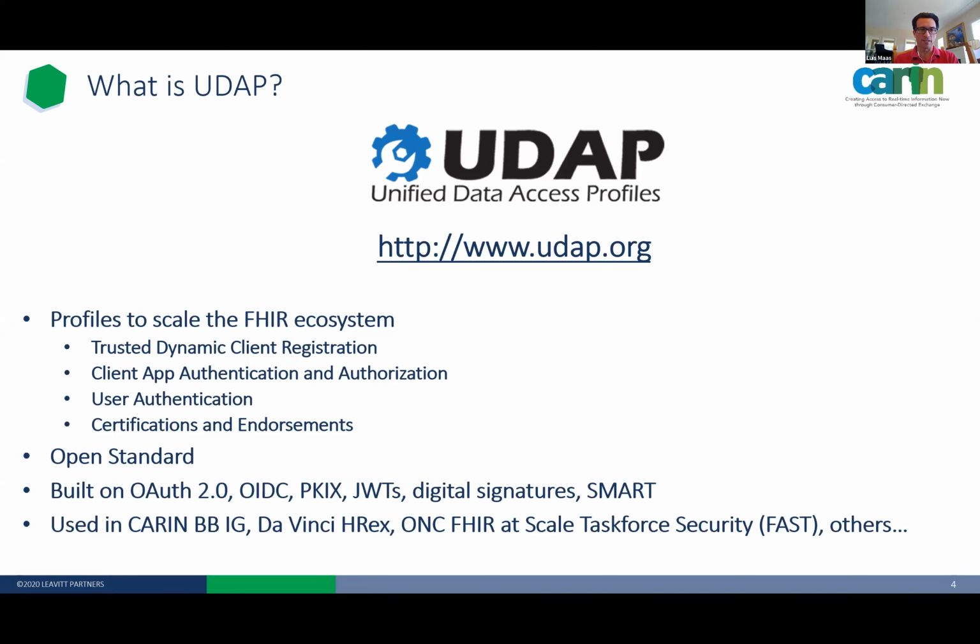The main topics that we'll talk about briefly today amongst these profiles are trusted dynamic client registration, client app authentication and authorization, user authentication, and certifications and endorsements, especially for client apps. It's important to note that this is a layer on top of FHIR that relates to the authentication and authorization of the apps and the users. It is not part of the FHIR standard. So it's more closely related to the OAuth standards that you're probably familiar with to secure these consumer-facing apps.